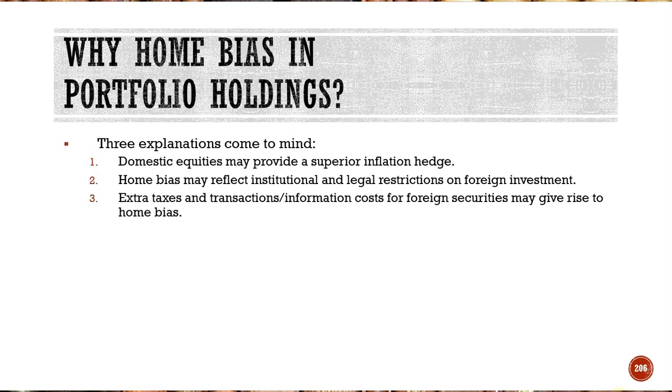Now, if you create your own stock portfolio, you will probably have some sort of home bias in your portfolio holdings. A few things to pay attention to is that domestic equities may provide a superior inflation hedge. And yes, that's probably a good reason why you want to do that. That's why you have a bias for it. Another home bias may reflect institutional legal restrictions on foreign investments. So it's much easier to just buy something in your home country that's listed on the New York Stock Exchange. Another home bias would be the extra taxes and transaction challenges that you might have when you buy stocks in a foreign market. And that's why there's a lot of reasons for a home bias.